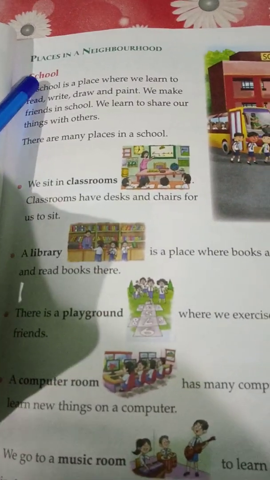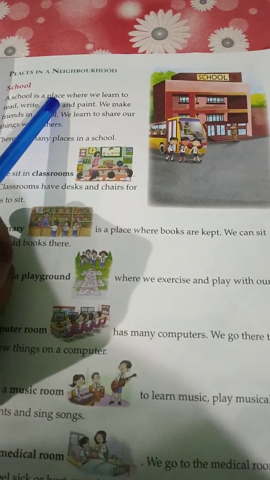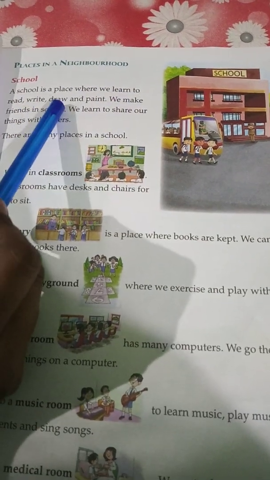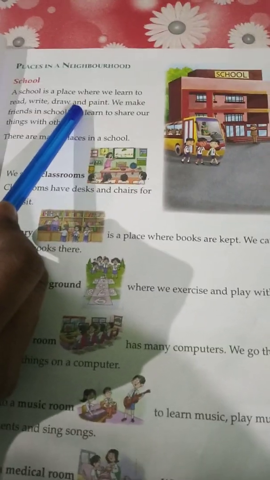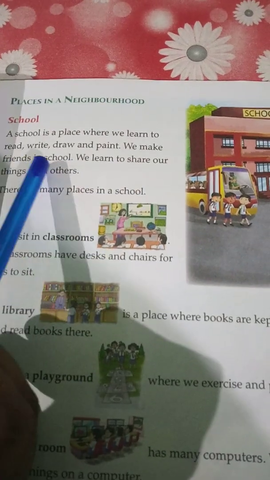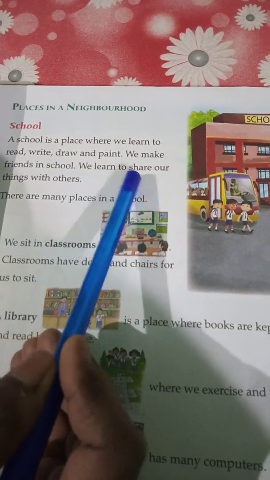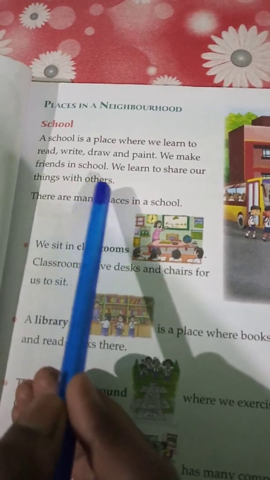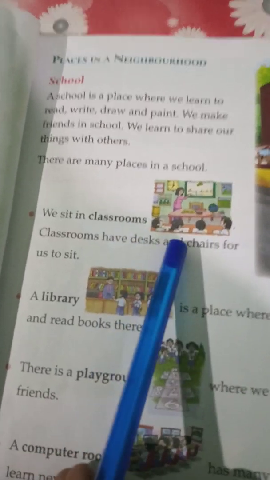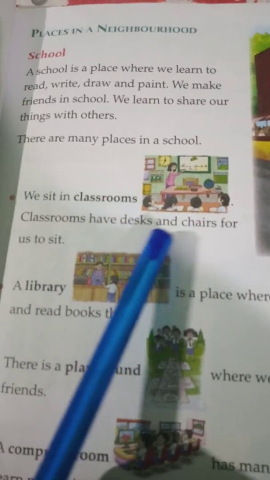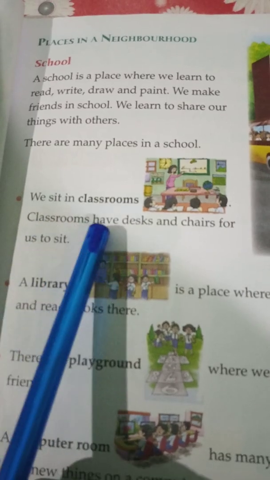What are those? School. A school is a place where we learn to read, write, draw and paint. We make friends in school. We learn to share our things with others. See the picture of the school? There is a school building and the bus is there. The children are going to school. We sit in the classroom. See the picture also. The teacher is teaching and the children are sitting in the classroom. The classroom has desks and chairs for us to sit.